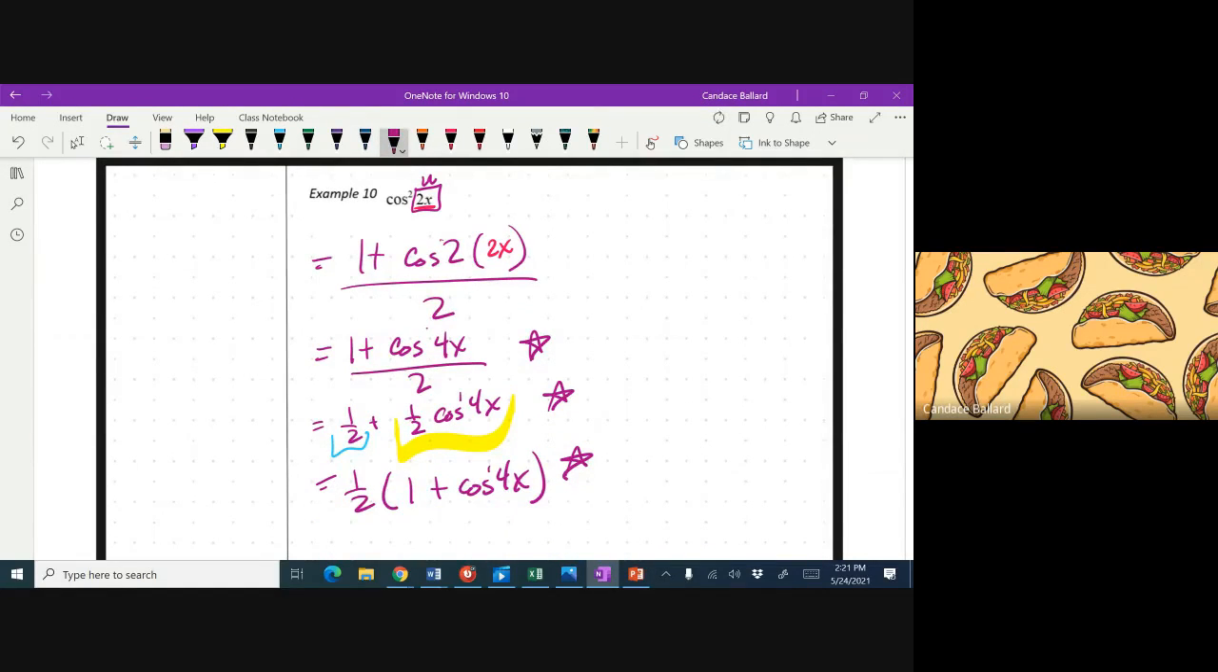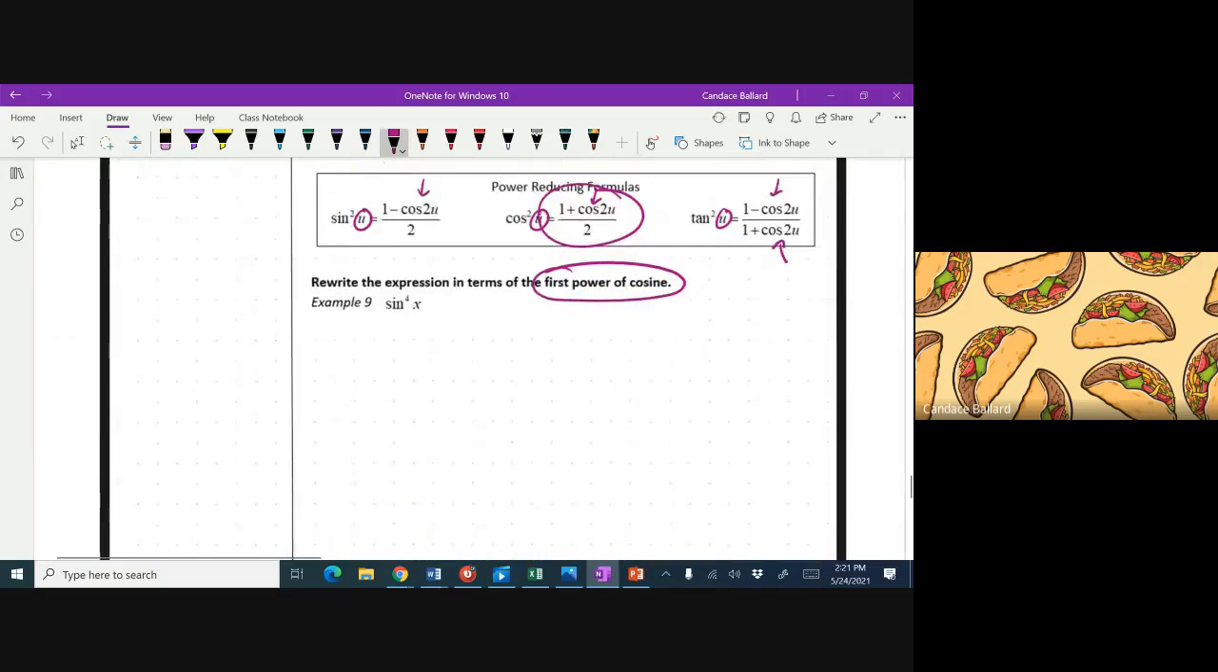Okay. The next one's a little bit harder because we're going to have to apply this 2 times. So sometimes you might have to do this more than once. I'm going to start by rewriting sine to the 4th because I don't have sine to the 4th, but I know I've got sine squared. So I'm going to write it as sine squared of x, squared.